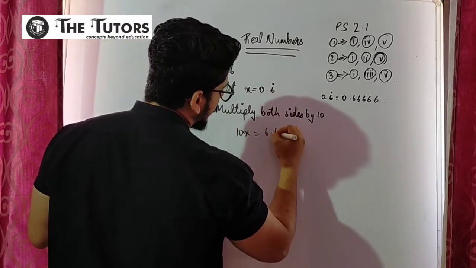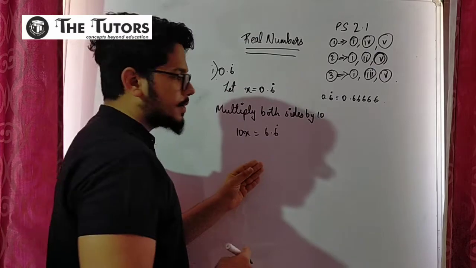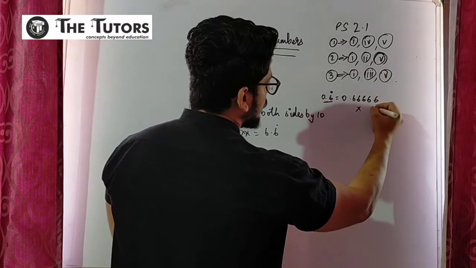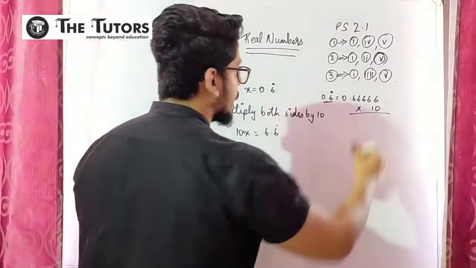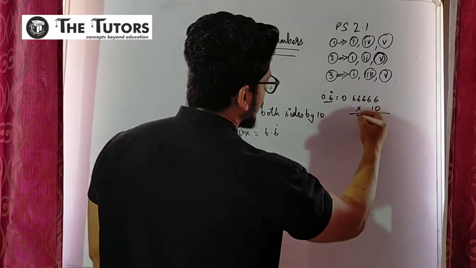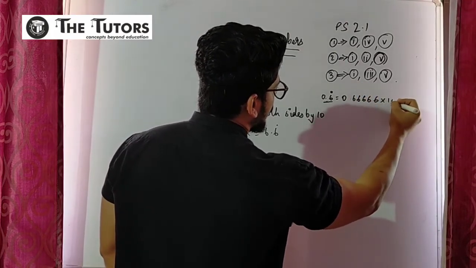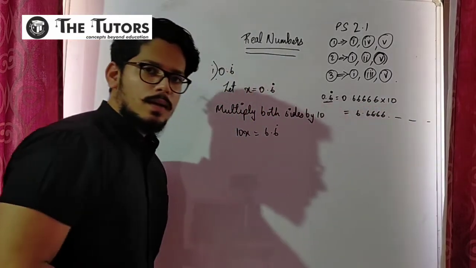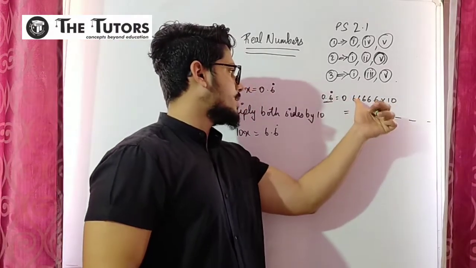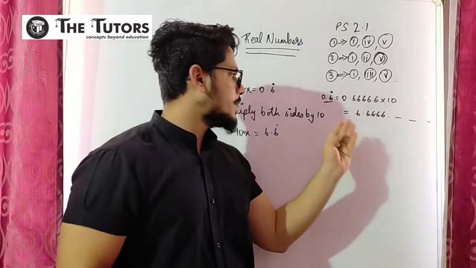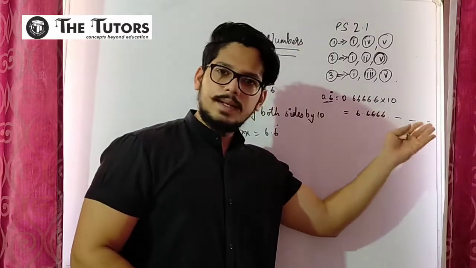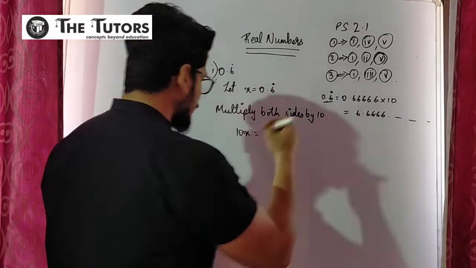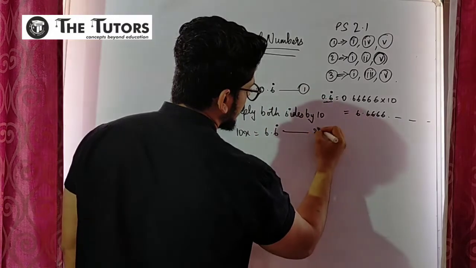This becomes 6.6 bar. Now I will make you understand how this becomes 6.6 bar. 0.6 bar is nothing but this term. If I multiply this term by 10, what will happen? The point will shift one place. Basically, when you multiply this by 10, it becomes 6.66666, going on like this. No matter if you multiply this by 10, one 6 will get shifted to the left side of the decimal, but the remaining series of sixes will still go on, which implies the dot will still stay here. Then you have this as 1, this as 2.